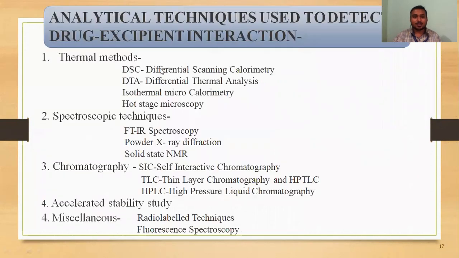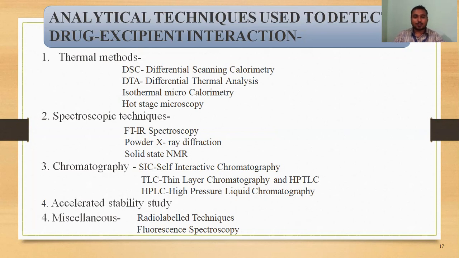Okay. So in case of the analytical techniques, we are using various types of detection of drug excipients interaction parameters. Okay, we are using various analytical techniques. First one is the thermal method, second one is the spectroscopic techniques, third is the chromatography, then accelerated stability study, and miscellaneous. Okay, so in the thermal method we are using DSC, that is differential scanning calorimetry, and DTA, that is differential thermal analysis, isothermal microcalorimetry, and hot stage microscopy.